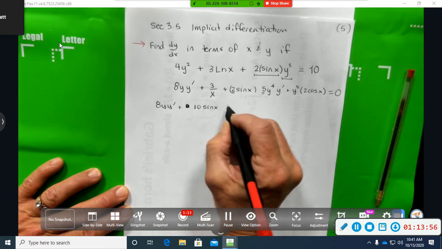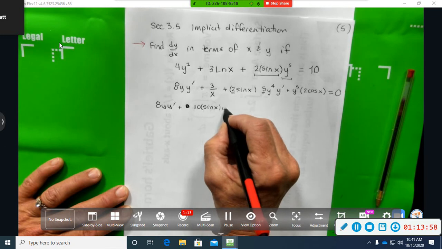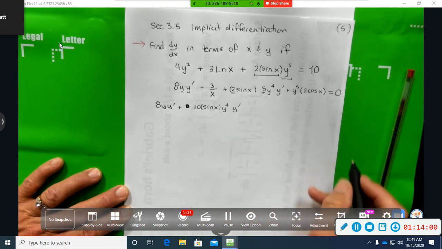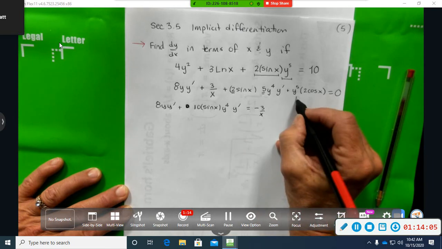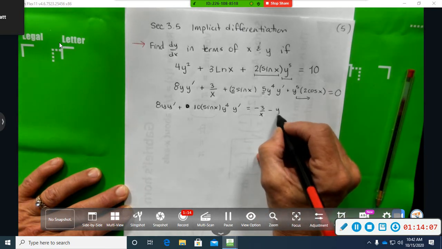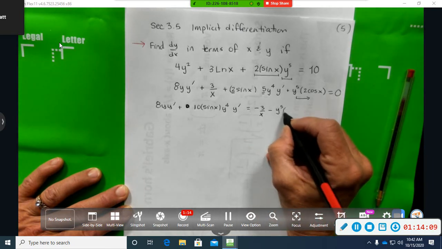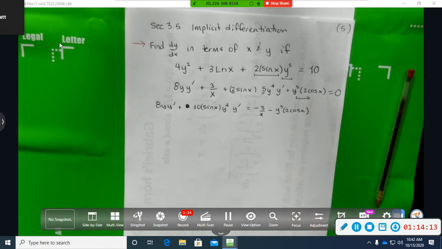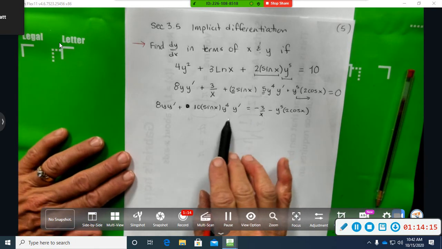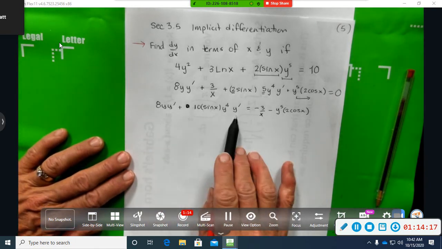Sine of x, y to the 4th, y prime. Then I'm moving over the 3 over x. Then I'm moving this whole term over, so minus y to the 5th times 2 cosine of x. We kept these together so that we can pull out the common factor of y prime. I don't care about the other common factors. I'm trying to solve for y prime.